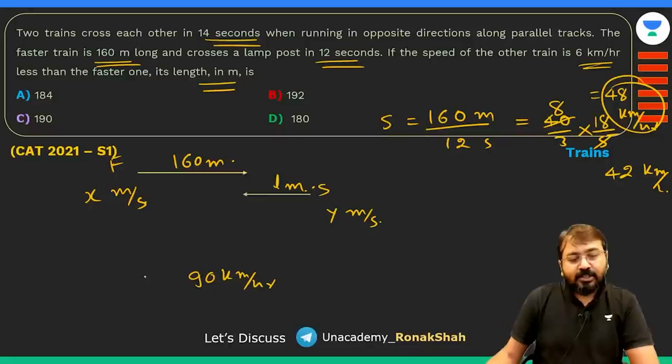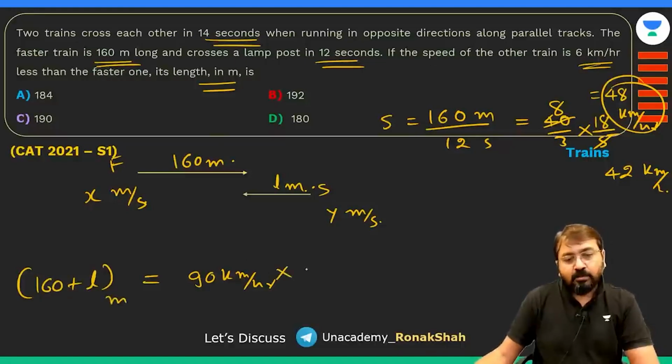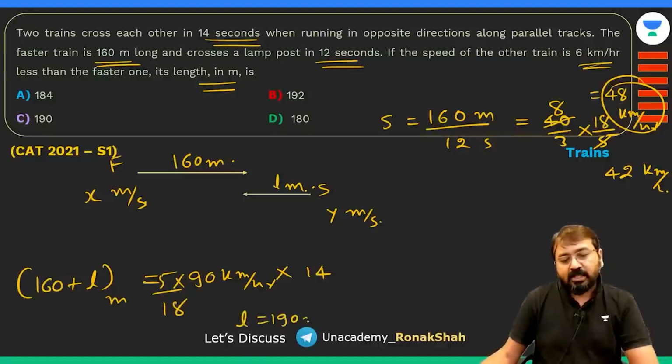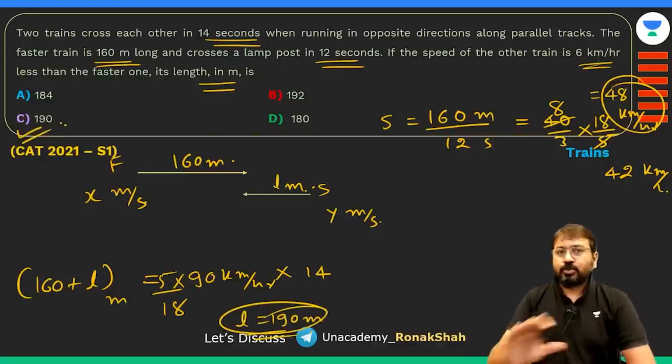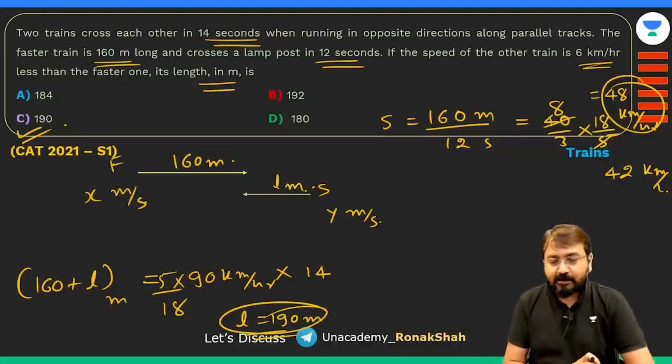So can I say they travel this total distance of 160 plus L meter at this speed in how much time? 14 seconds time. The only thing is you will have to further multiply this by 5/18. So you'll get value of L as 190 meter. Just solve this and you will get 190 meter as the length of the second train. So this was once again an easy question, right?